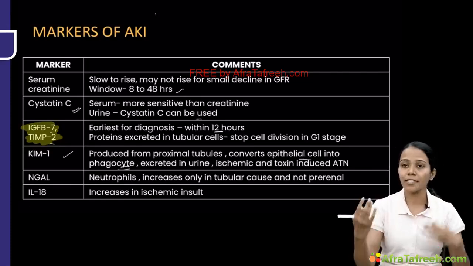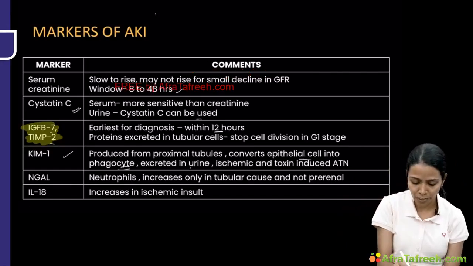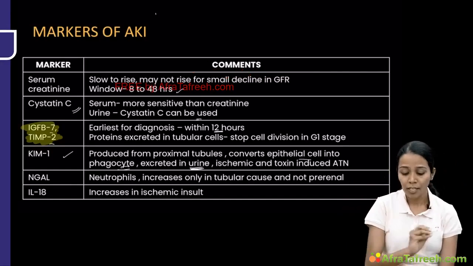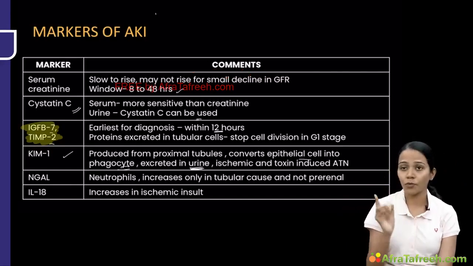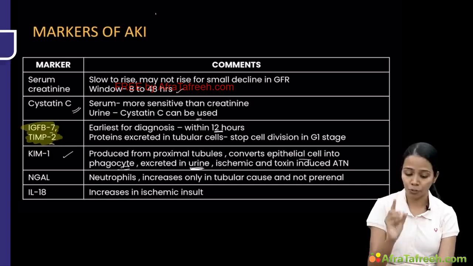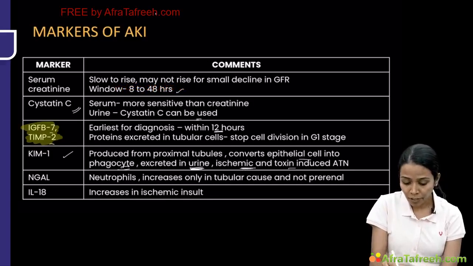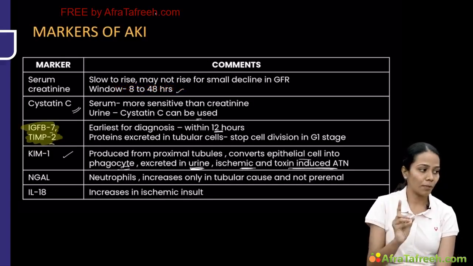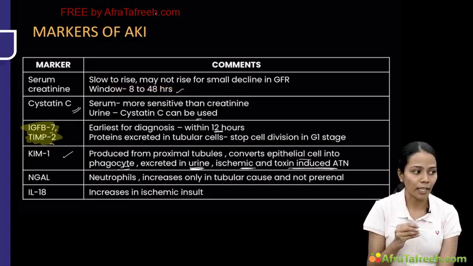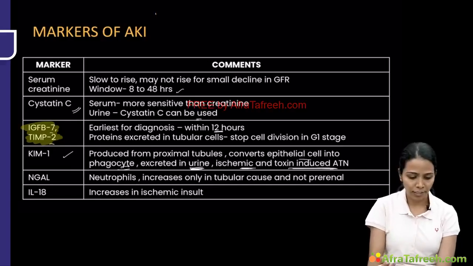Then what happens? This molecule is excreted in the urine and it can be detected in the urine. So we are going to see this molecule whenever there is injury to the tubule. It might be an ischemic insult or a toxic insult, so ischemic-induced ATN or toxin-induced ATN.